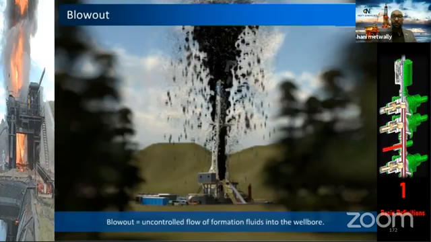We have a blowout. So what's the difference between blowout and influx? Same. We have uncontrolled, undesired, unplanned flow on the bottom. This is the influx. But once it reaches the surface, it will be a blowout.